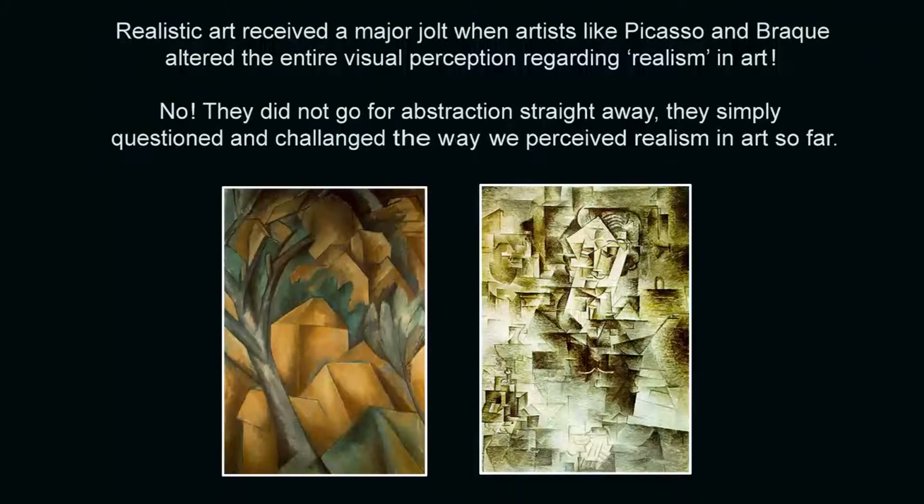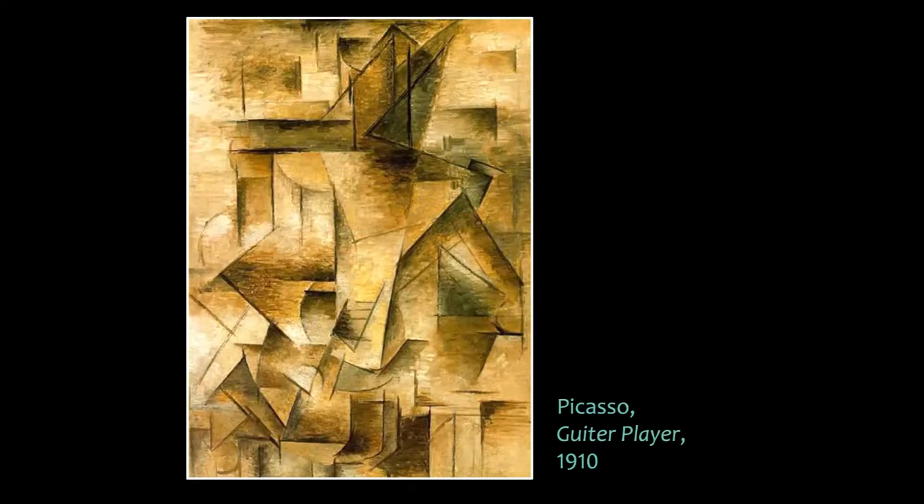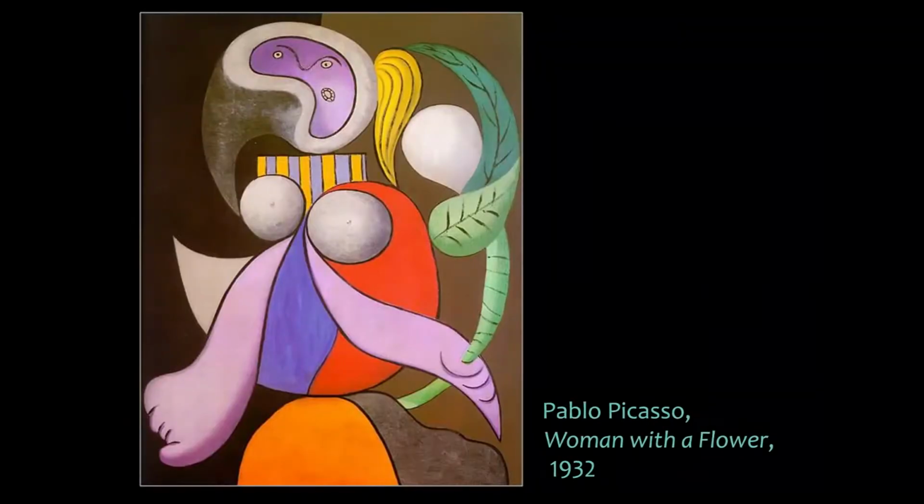So realistic art around the very early 20th century received a major jolt when artists like Picasso and Braque altered the entire visual perception regarding realism in art. No, they did not go for abstraction straight away. They simply questioned and challenged what we perceived in realism in art so far. So Picasso paints something like this, which cannot be called realistic art, or something like this, which also cannot be called realistic art, but there is an element of representation with reference to reality.